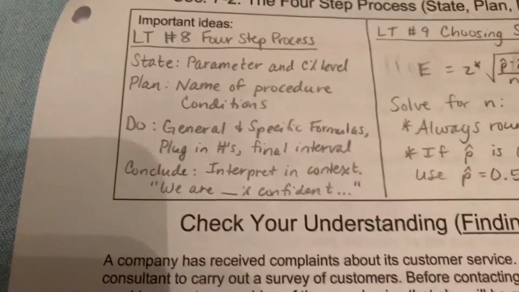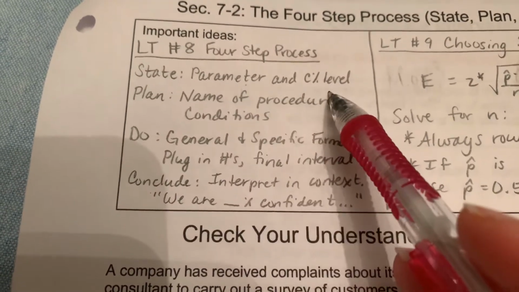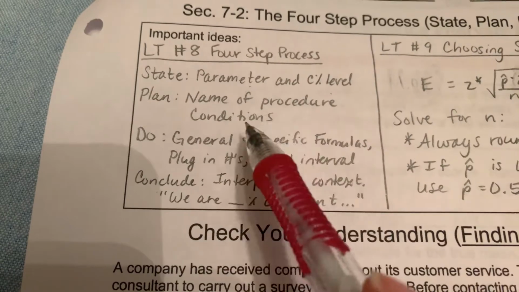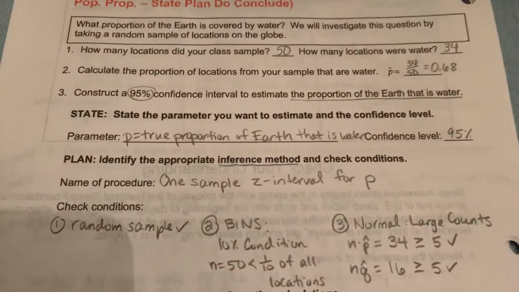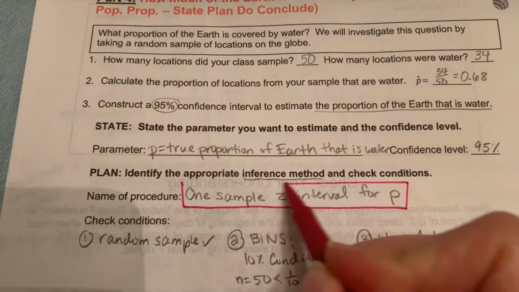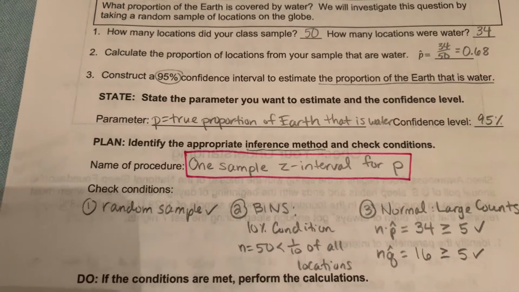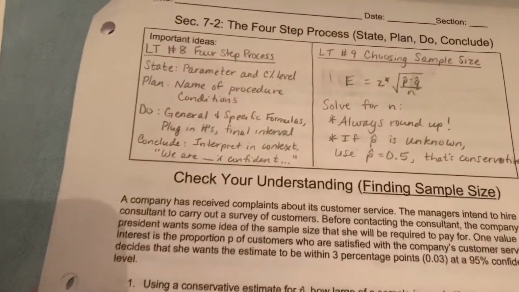State requires that you actually state what the parameter is in context and the confidence level. Then you need to plan. You need to state your name of procedure and your conditions. So far, we only know the name of one procedure. We've only done one procedure, so make sure that you recognize that. It's the one sample Z interval for P. That's the only one we know so far. And then those 3 conditions that we stated in the last big ideas.